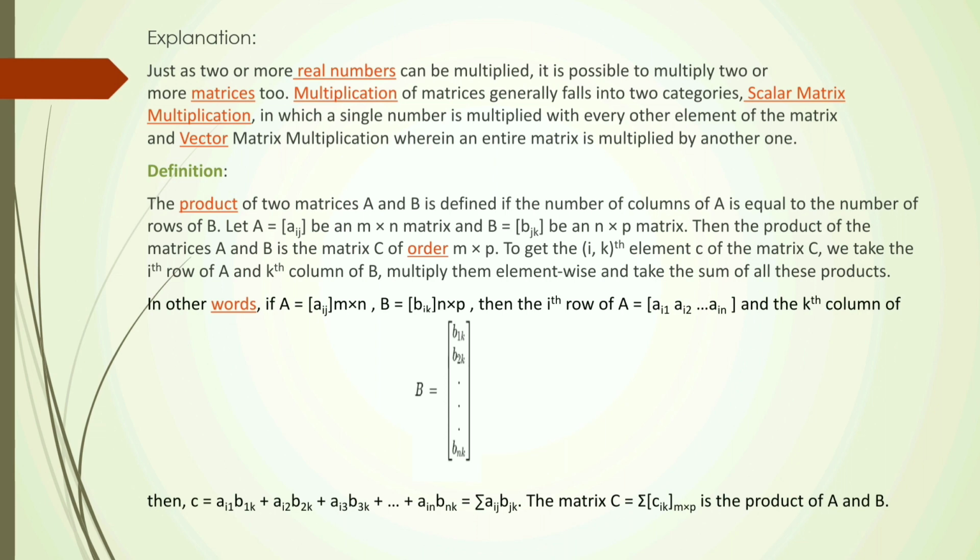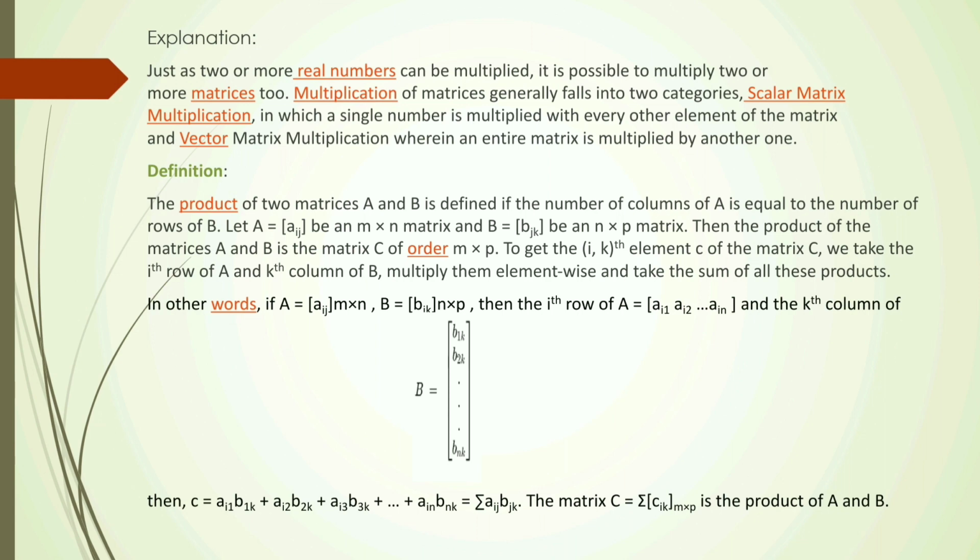Definition: the product of two matrices A and B is defined if the number of columns of A is equal to the number of rows of B. Let A equals matrix of a_ij be an m by n matrix and B equals matrix of b_jk be an n by p matrix. Then the product of these two matrices will be of order m by p. To get the ik-th element c_ik of the matrix C, we take the ith row of A and kth column of B, multiply them element wise and take the sum of all these products.